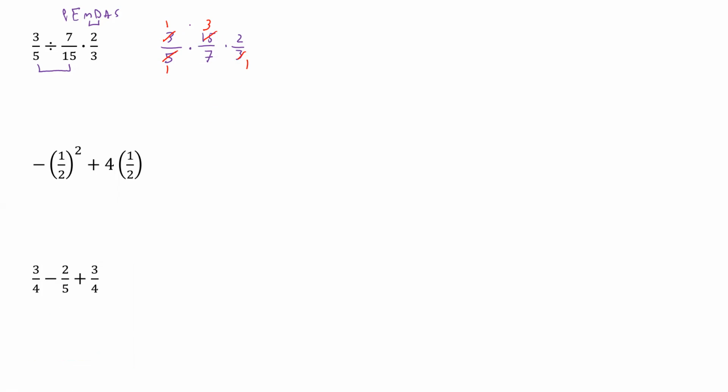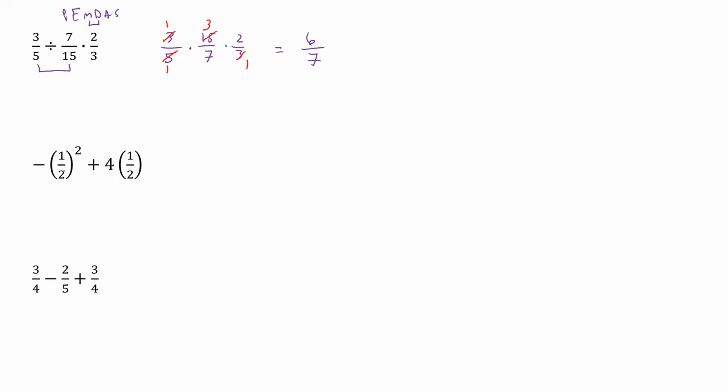Now we can take 1 times 3 times 2 is 6. 1 times 7 times 1 is 7. And that's much easier. Okay, so when you have all multiplication and they're all fractions, it's sometimes easier just to go ahead and start reducing before you do any division or any multiplication, because that's going to make it so your answer is a lot simpler.